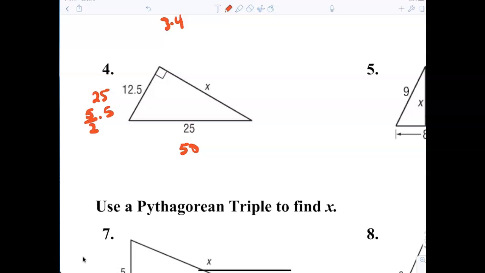Oh, actually, that was really silly. This is really 25 over 2, right? And this one now is really what? 50 over 2. You see what I'm getting at? So now it has a common what? 25 over 2. So this is 25 over 2 times what? 1. And this is 25 over 2 times 2.